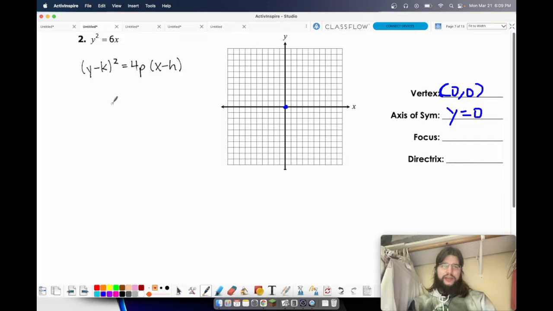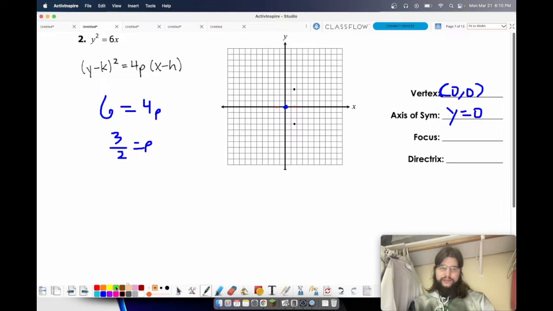Again, we need to calculate what p is. So 6 equals 4p. We get 3/2. Not exactly the nicest number, but we can use it. Since we're horizontal, I'm going to count on the x-axis 1.5. P is positive, that means it's opening to the right. So it's something like this. If I multiply that by 2, I get 3. So if I count 3 units here, 3 units there, that should be my parabola.